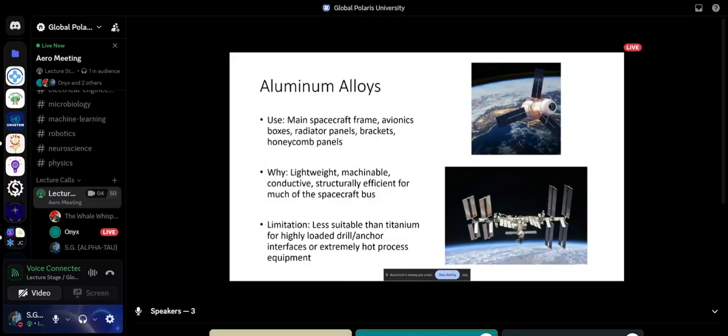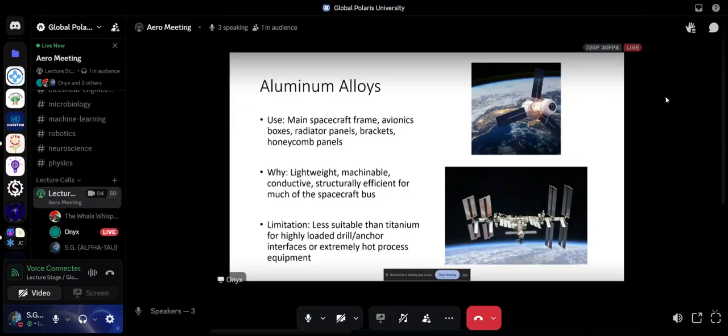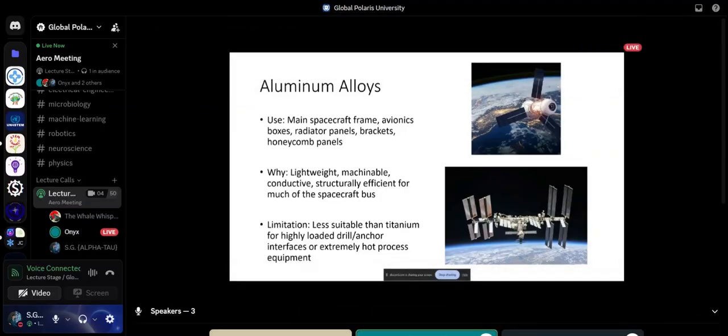The reason why is because aluminum is very, very cheap. It is very lightweight. You can make all sorts of geometries with it, so it's very machinable. It is conductive and it is relatively efficient for its density for the amount of material we're applying throughout the spacecraft. Now, the biggest issue is that it is less suitable than a material like titanium, especially for high loads. Aluminum is one of the softer metals, I would say.